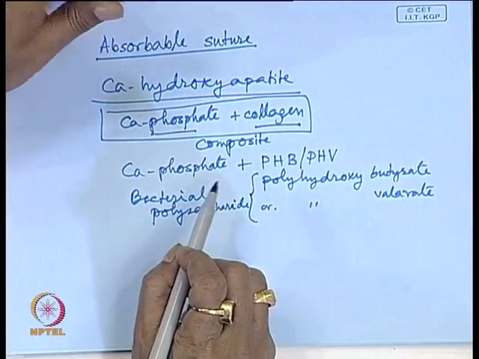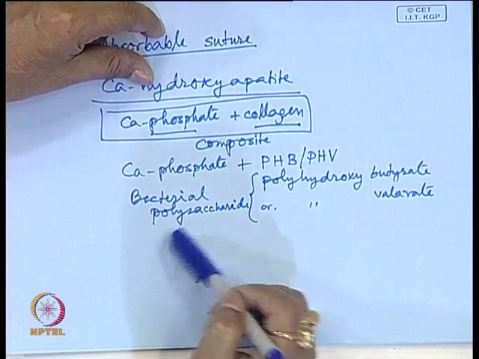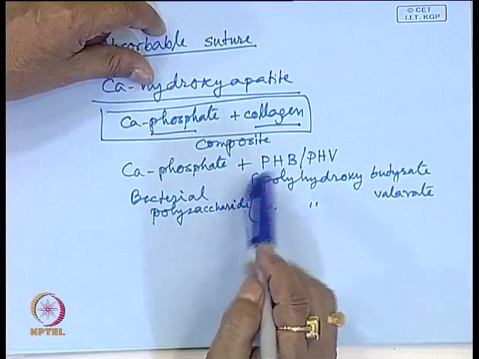Bacterial polysaccharide produced by bacteria. It is a polymer, a polysaccharide polymer. It is a biodegradable polymer, like chitin or chitosan. Now, these can be used as a matrix with calcium phosphate or calcium hydroxyapatite or even bioactive glass. I mentioned bioactive glass earlier.